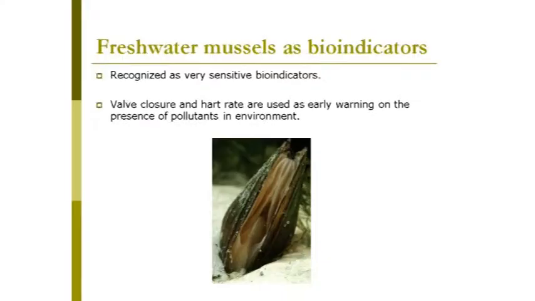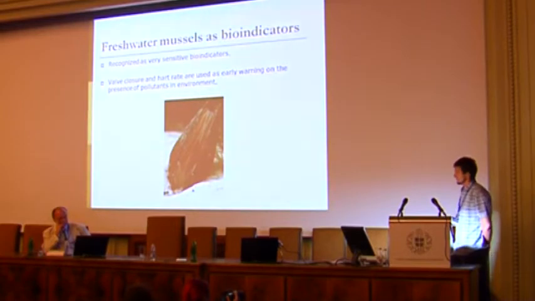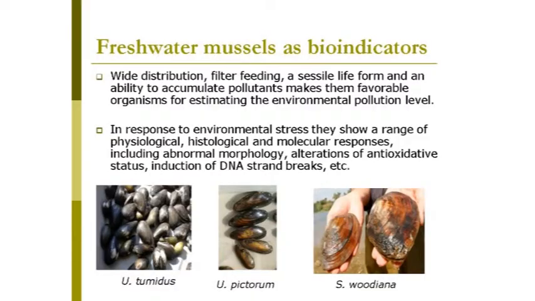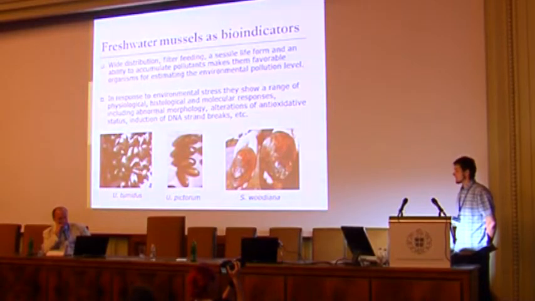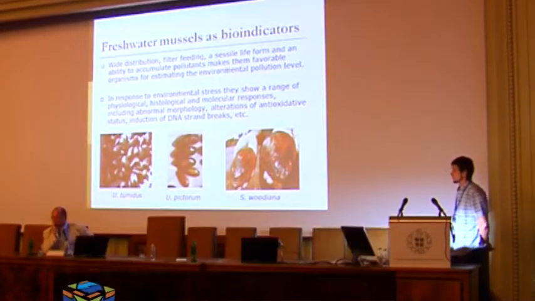So when we are talking about freshwater mussels as bioindicators, they are already recognized as very sensitive bioindicators. For example, valve closure and heart rate are used as early warning of the presence of pollutants in the environment. They have wide distribution, they are filter feeding organisms and sessile life forms, and they have the ability to accumulate pollutants, and all these characteristics make them favorable organisms for estimation of environmental pollution level.